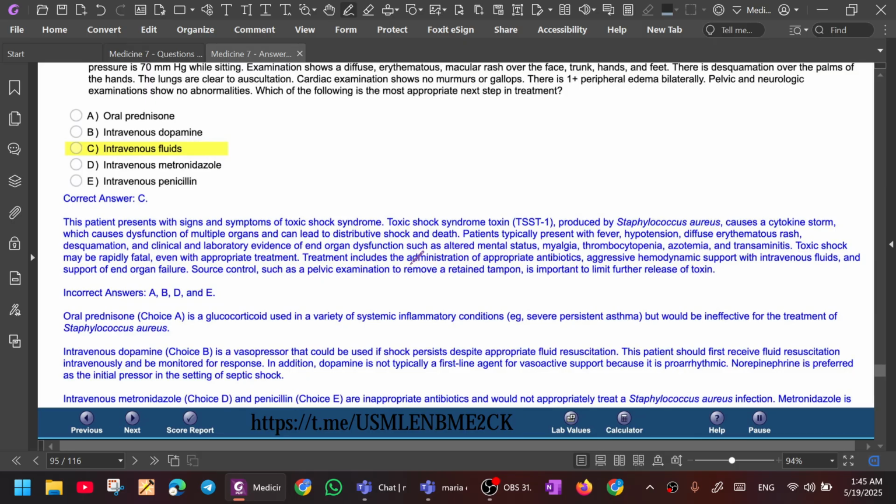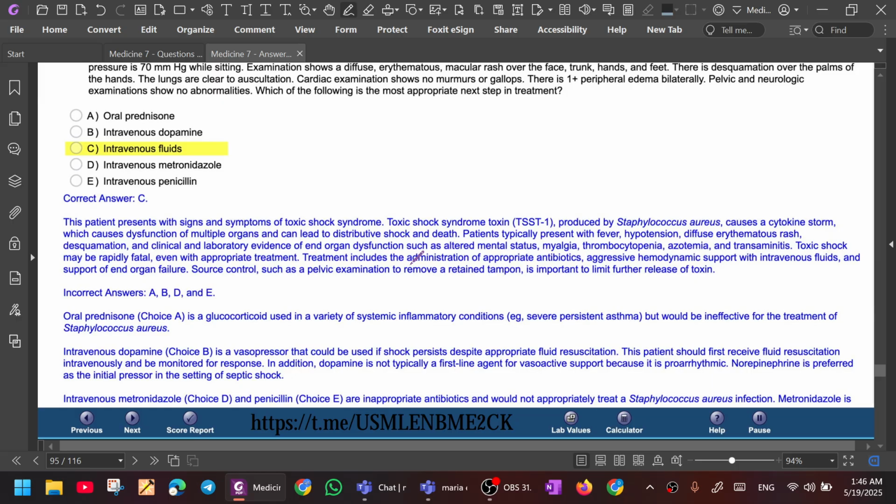Toxic shock syndrome. Yes, this was it. The patient presents with signs and symptoms of toxic shock syndrome. Toxic shock syndrome toxin is produced by Staph aureus and causes a cytokine storm, which causes dysfunction of multiple organs and can lead to distributive shock and death.